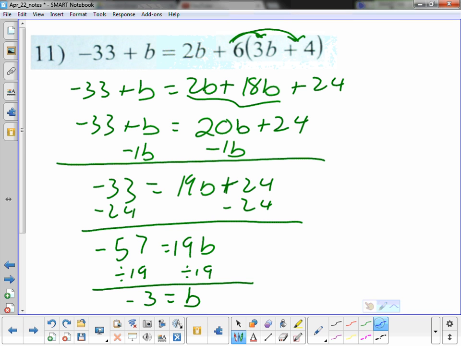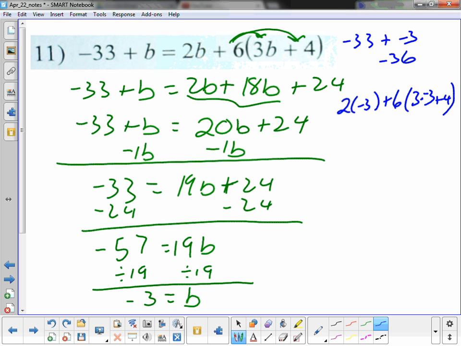So then I want to make sure I check my solution. So I got a negative 33 plus a negative 3 gets me negative 36 on the left. And then I got 2 times negative 3 plus 6 times the quantity 3 times negative 3 plus 4. Okay, negative 3 times 3 is a negative 9 plus 4 would be a negative 5. So that's 6 times negative 5, and I got 2 times negative 3 over here.